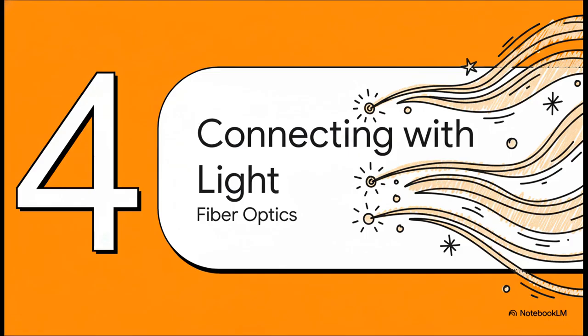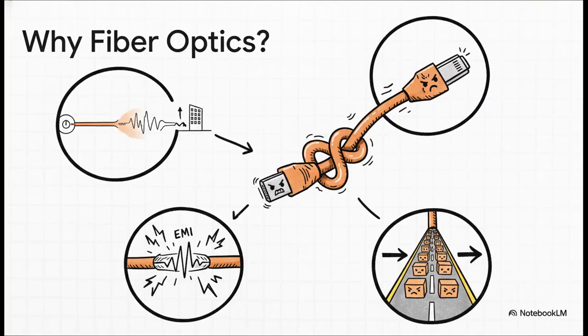But what happens when you hit that 100-meter wall, or when you just need to go way faster? Well, that's when we stop using electricity and start connecting with light. Copper is great, for sure, but it does have those limitations. You've got the 100-meter distance cap, it can be susceptible to electrical interference, and let's be honest, our need for speed is always growing. Fiber optics was invented to solve all of these problems.